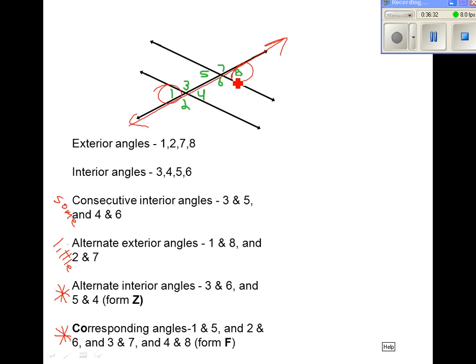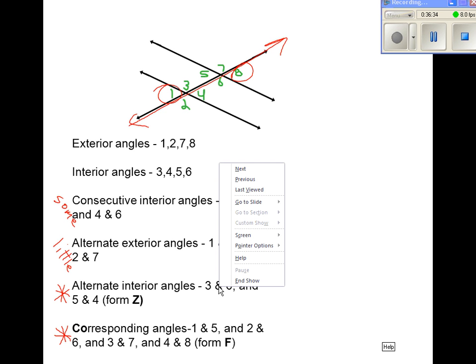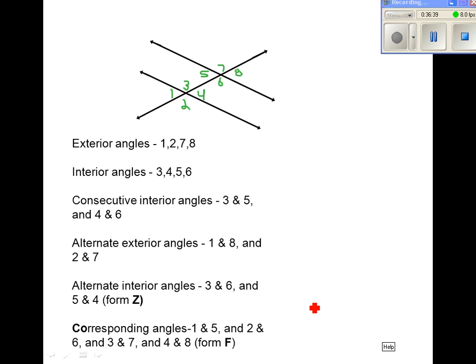Alternate interior. Watch carefully on alternate interior. These are very important. Angle 3, I'm going to trace it, and angle 6. Alternate interior angles. What's formed when I trace both those angles? A Z, or if it was turned the other way, a lightning bolt or an N. All right, so a Z or an N or a lightning bolt. Those are alternate interior angles.